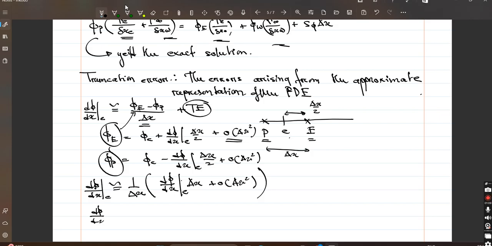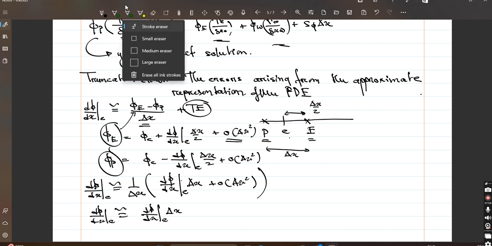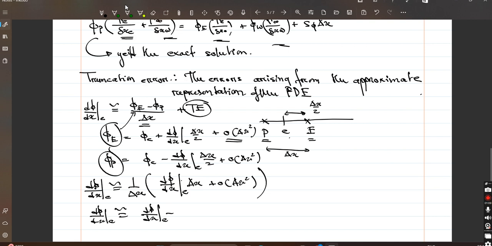And finally we can write it like this. This is an approximation and it is nothing but dφ/dx at e, plus delta x. Okay, so this will get cancelled, and this delta x will get divided here. So this will be of order delta x only. The square term will get cancelled.